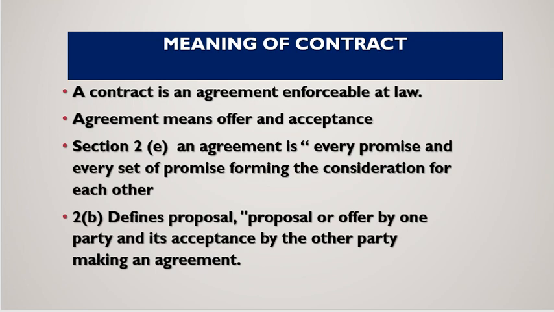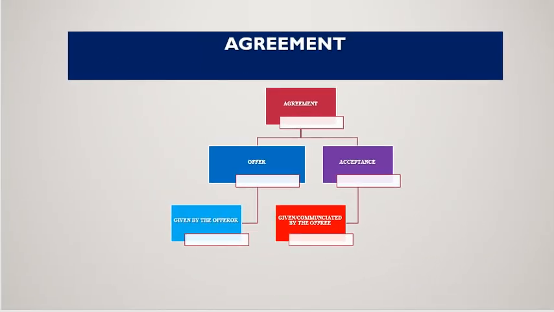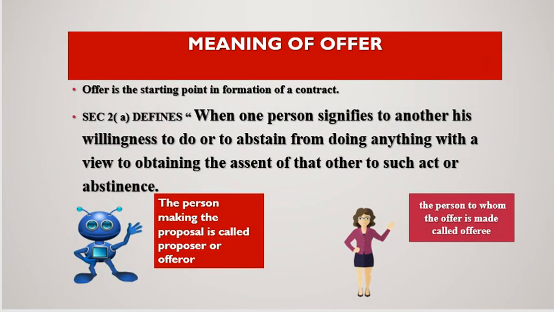Section 2(b) defines the proposal, or we could call it offer, which is made by one party and the other party accepts it. Then it makes an agreement. So agreement means one party makes an offer, the other party accepts it, and that acceptance must be communicated to the offerer. Offer is the starting point in the formation of a contract. Section 2(a) defines the offer.